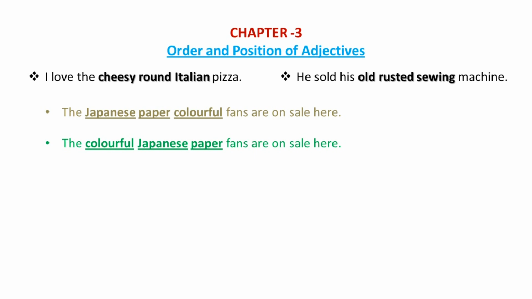The colorful Japanese paper fans are on sale here. So that is the right order to place the adjectives. The first sentence is wrong, and the second sentence is the right sentence, or we can say that in the second sentence the adjectives are positioned in their right order.